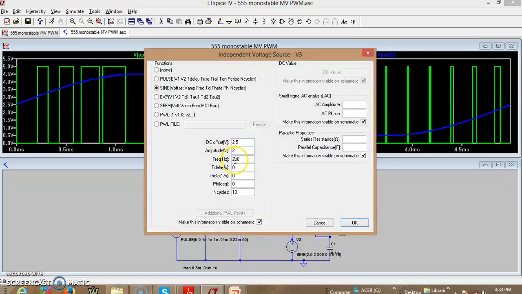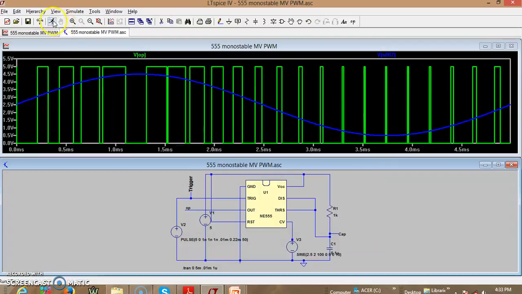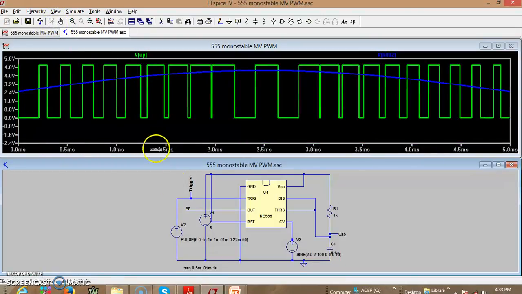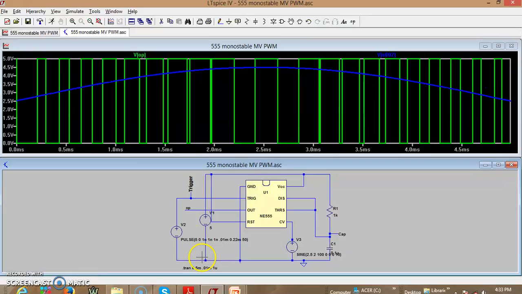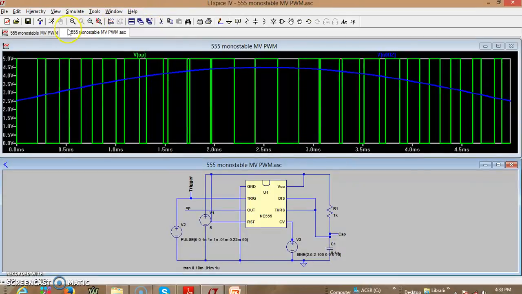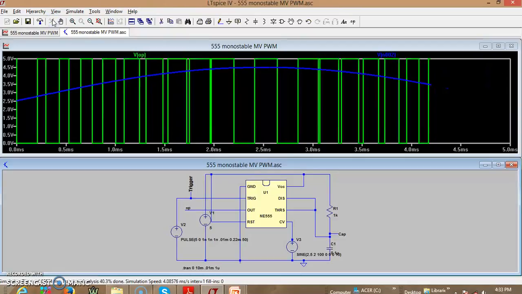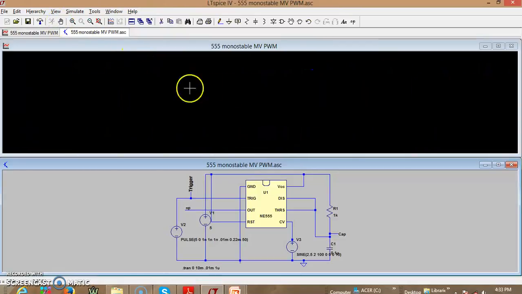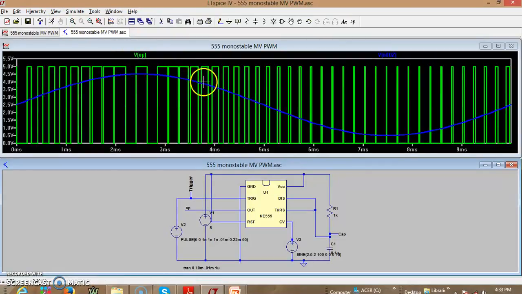Suppose I make the frequency a bit smaller, and you can see now I won't have as many cycles within. Let me further increase the period here. Let me make it around 10 milliseconds so that I can see one complete cycle. Now I can see the width variation is more clear. So there is more clarity in the width variation.